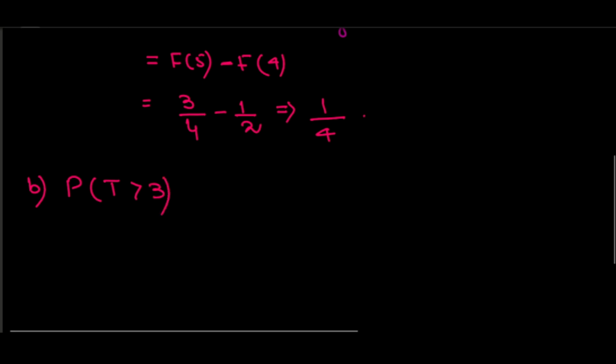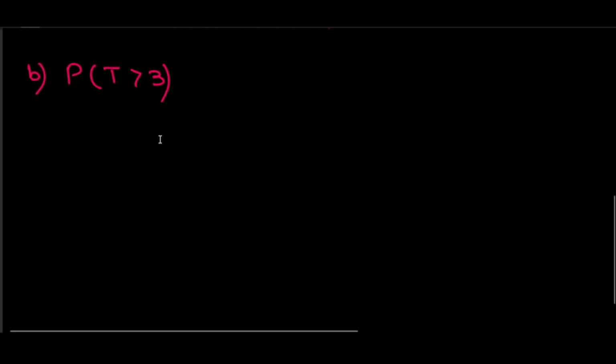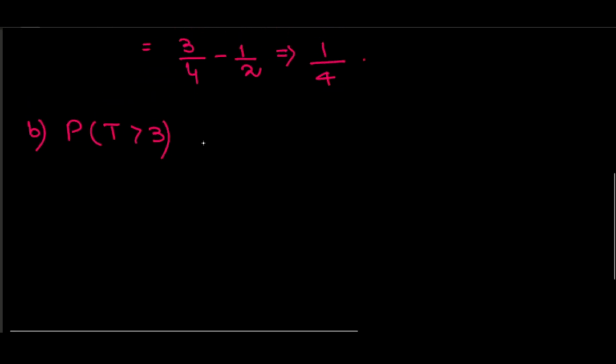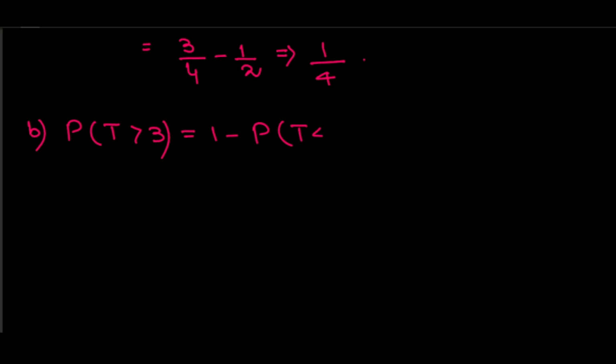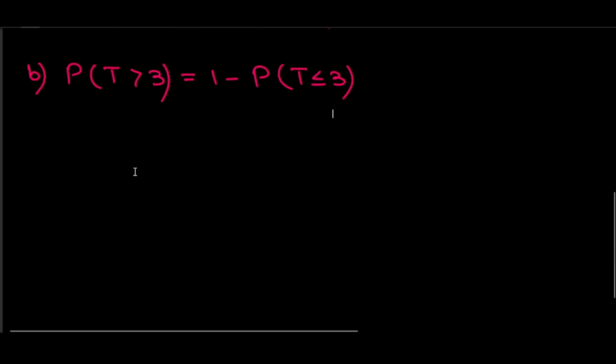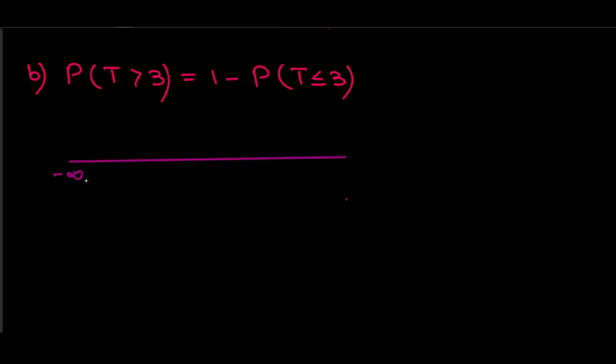So here we have a lot of methods to solve this type of expression, but I will give you an idea about this one. So this is basically equal to 1 minus the probability that T is less than or equal to 3. You can also remember this formula, and I will give you an idea about how I am writing this. Let us say there is a number line here, and this is minus infinity, and here is positive infinity, right?